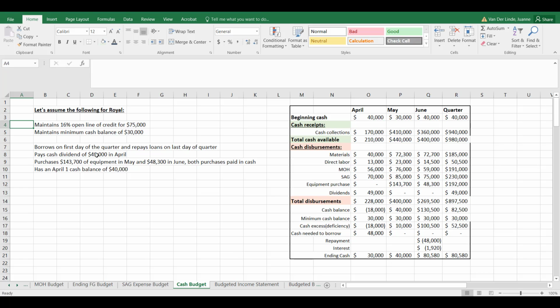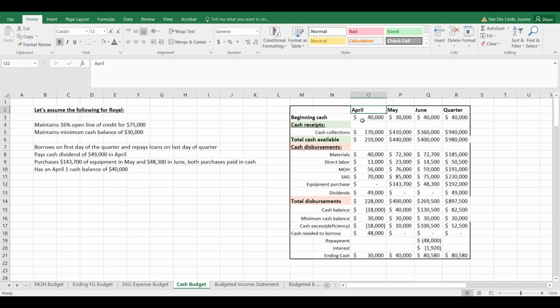They pay a cash dividend of $49,000 in April. They purchase $143,700 of equipment in May and $48,300 in June, both purchases made in cash. And they have an April 1st cash balance of $40,000. So let's start with April.